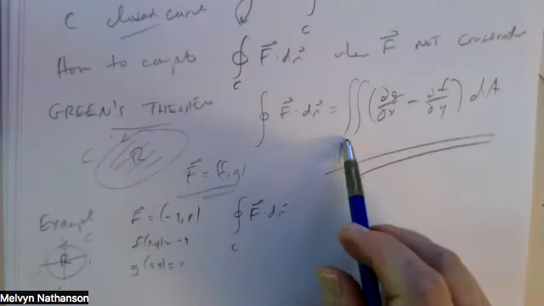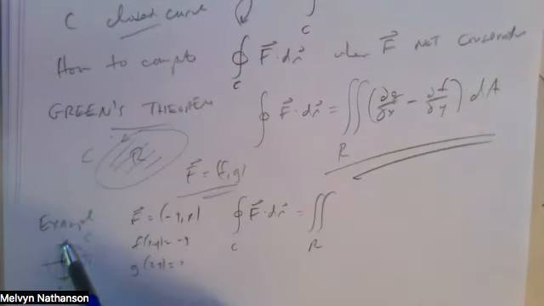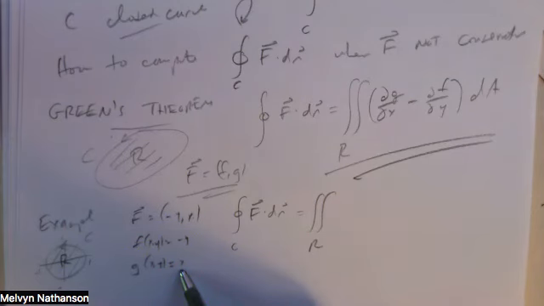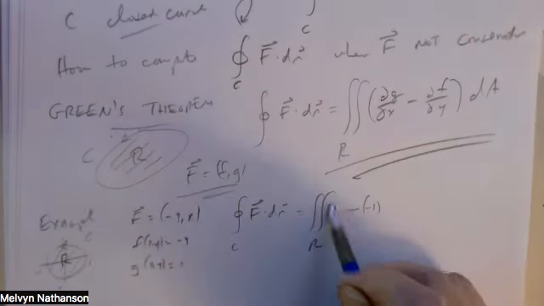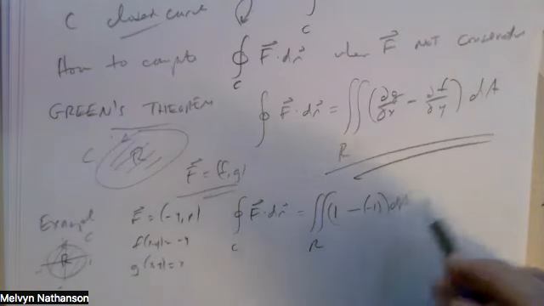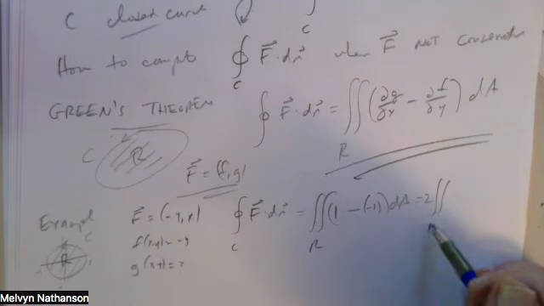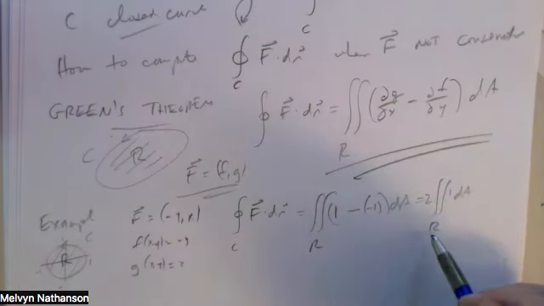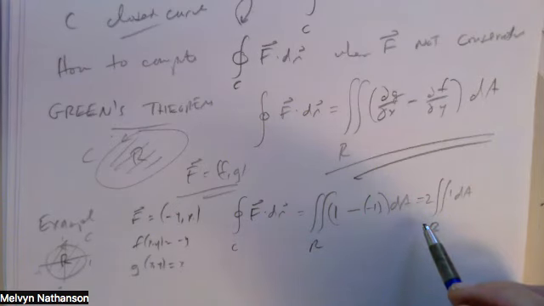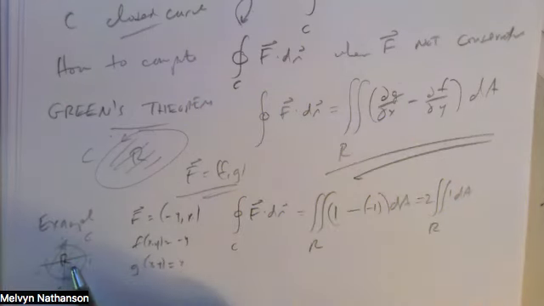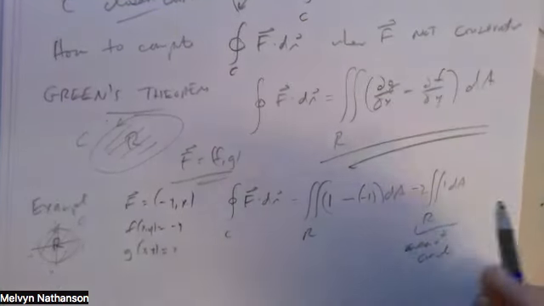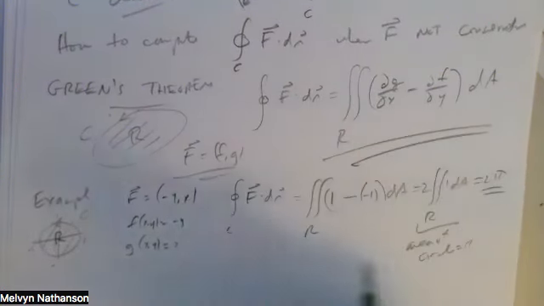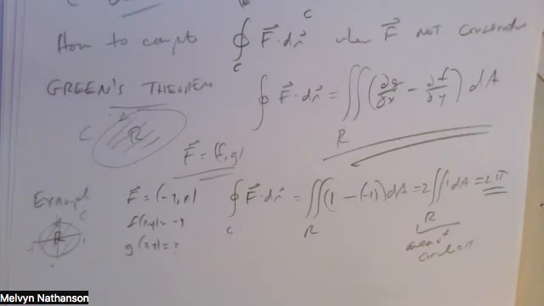So let me compute this using Green's theorem. This is the double integral over R. So I'm integrating over the circle. Partial g with respect to x is 1. Partial of f with respect to y is minus 1. 1 minus minus 1 is 2. So this is 2 times the integral over R of 1. This is just the integral of 1 over a region. It's just the area. The area of a unit circle is pi. This is 2 pi. And that's it. Didn't have to do any work.